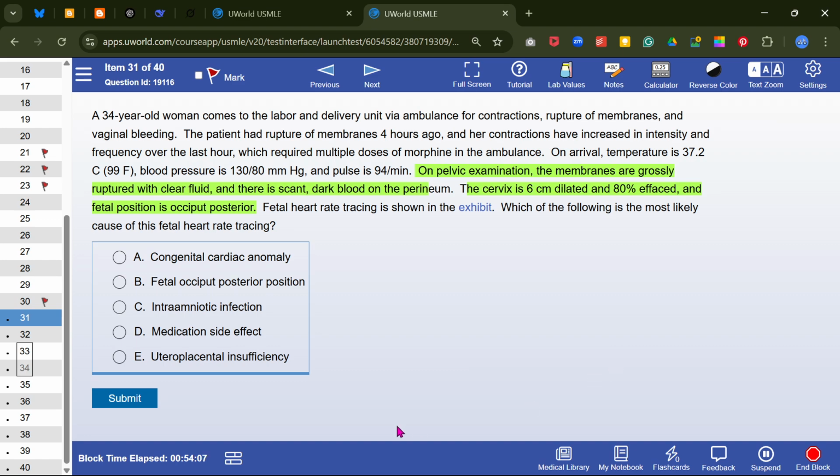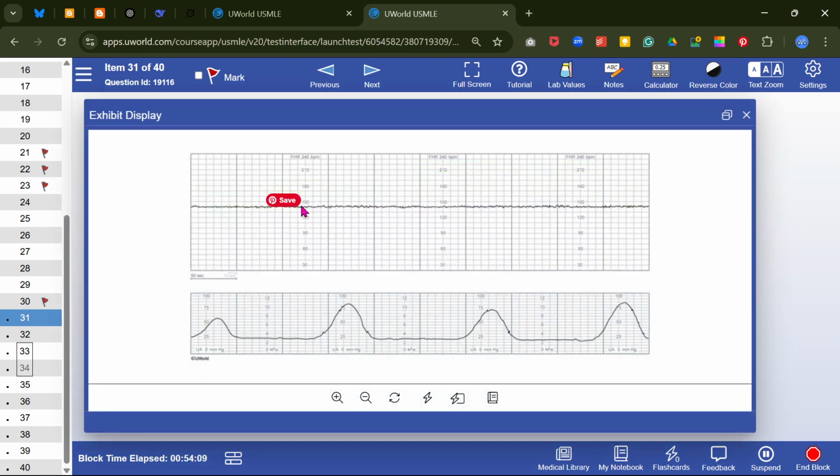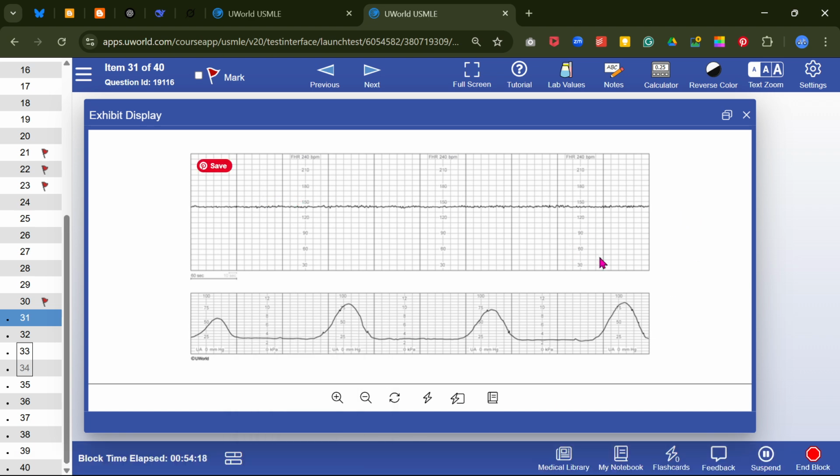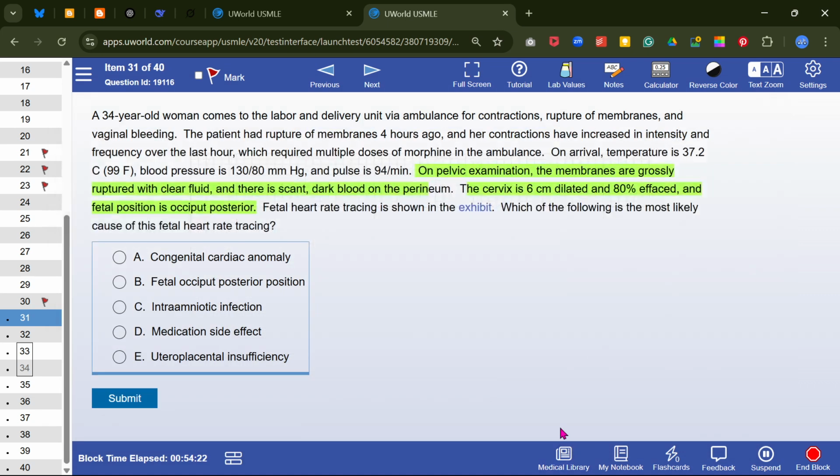There is no acceleration, but the heart rate is within the normal limit, 110 to 160, but the uterine contraction is higher. It does not coincide, so it is not uteroplacental insufficiency. It is not cord compression.